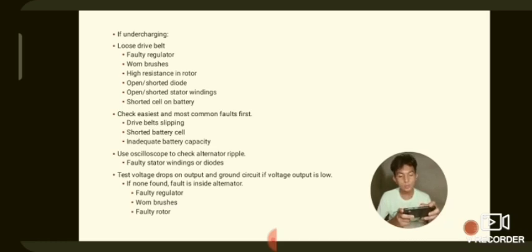So, the faulty regulator is one problem. Then worn brushes, high resistance in the rotor, then a damaged diode, then the windings. Mostly, I will add that these are the carbon brushes in our motor. So, next.